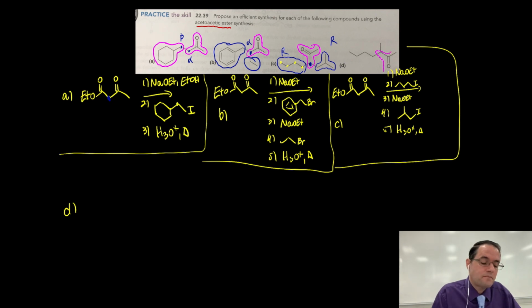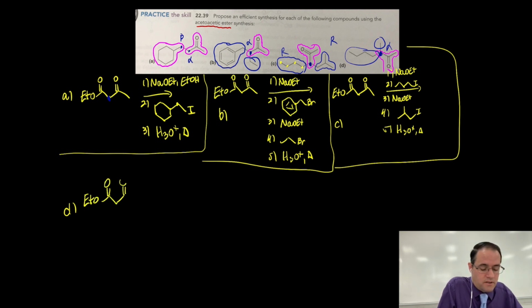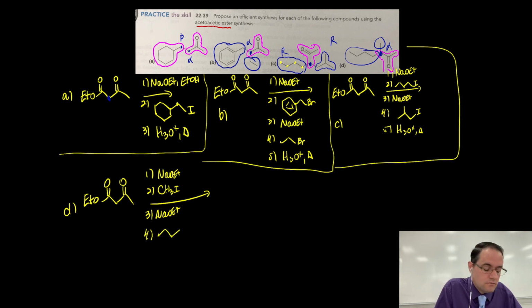Molecule D, here's my ketone, okay. I've highlighted the alpha carbon there, and make sure you circle that alpha carbon in the purple, part of the ketone there. And so we're going to add a methyl group and a butyl group. So we're going to start with ethyl acetoacetate. Step 1, sodium ethoxide. Step 2, methyl iodide. Step 3, sodium ethoxide. How do you get a butyl group? Bromobutane. Okay.